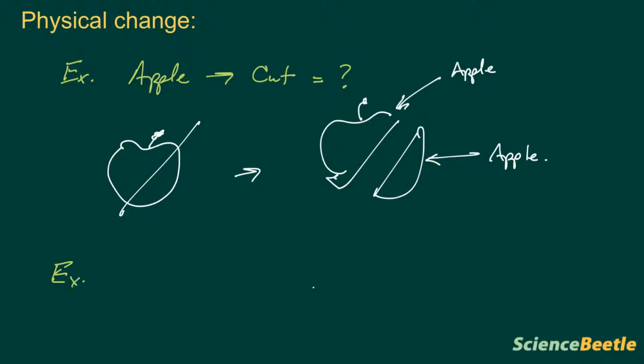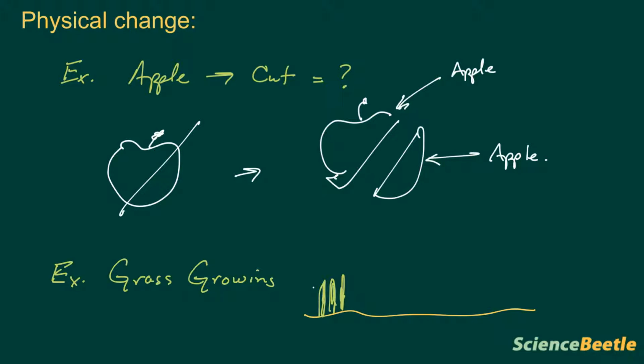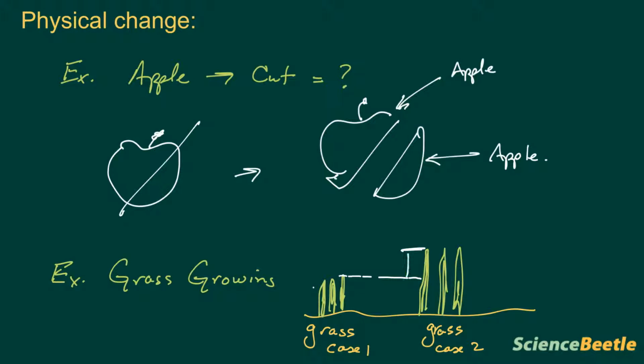What if we look at grass, and specifically grass growing? Well, in this example, let's say this is the ground here, and we've got the grass of such length. Let's say that these are grass particles here. Okay, and we'll say grass, case 1. So this is at the very beginning. We let a week go by, 2 weeks go by, and we let the grass grow. And let's say that at the end of the 2 weeks, the grass gets this big. So here is the grass, case 2.